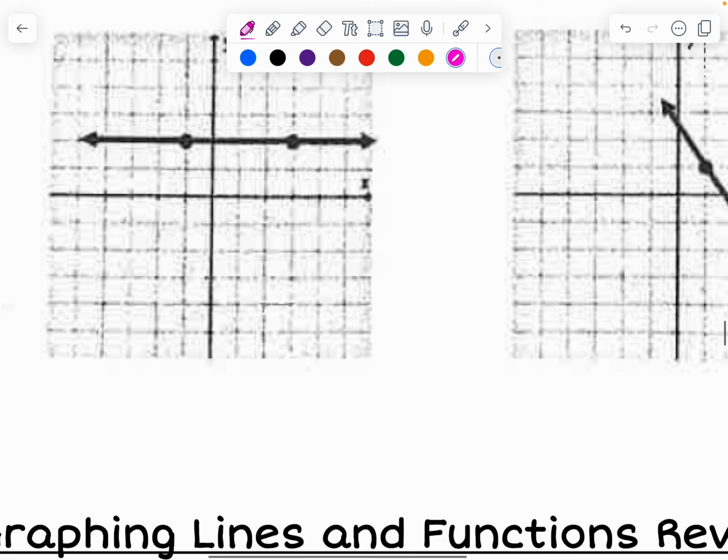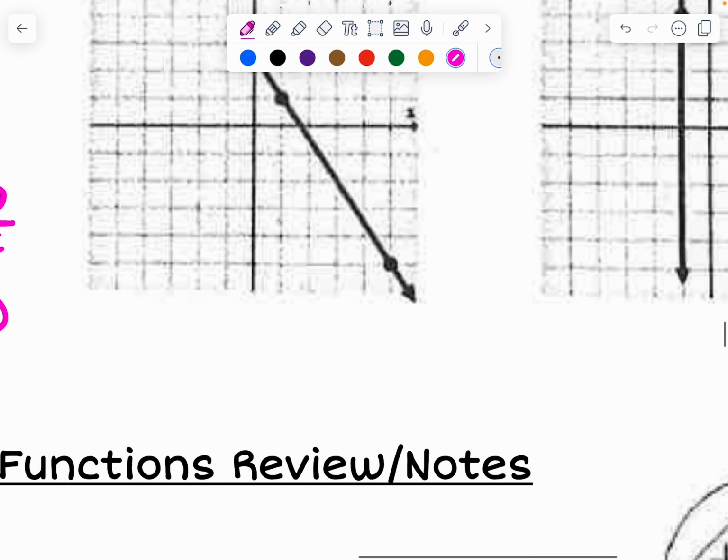Here. I'm going to draw a right triangle. Well, I can't draw a right triangle. How high did I go up? I went up 0. How far over? 1, 2, 3, 4. 0 over 4 is 0. This one, I'm going to draw a right triangle.